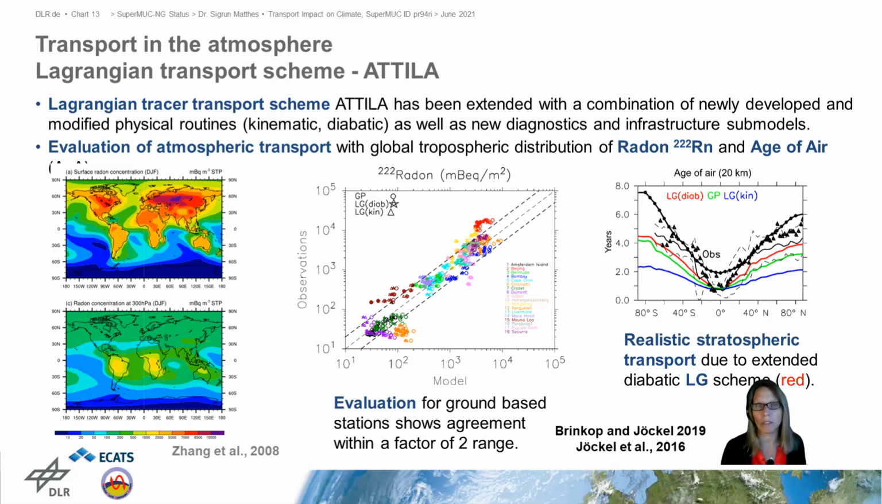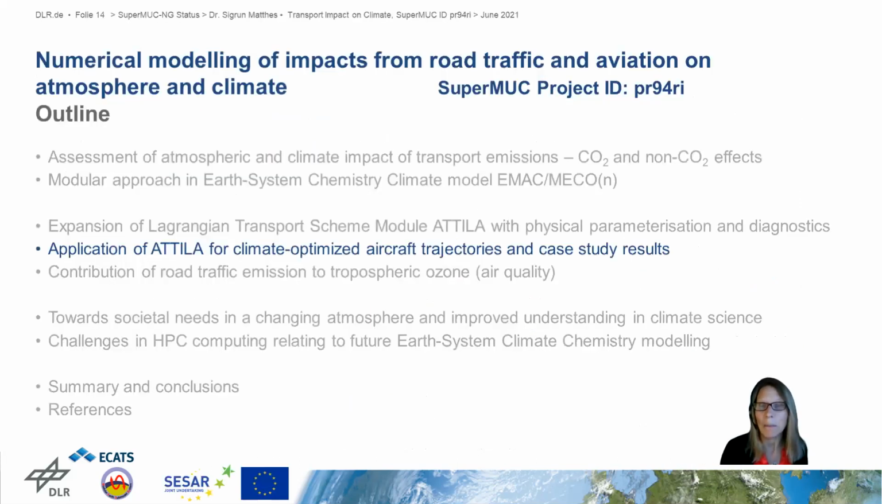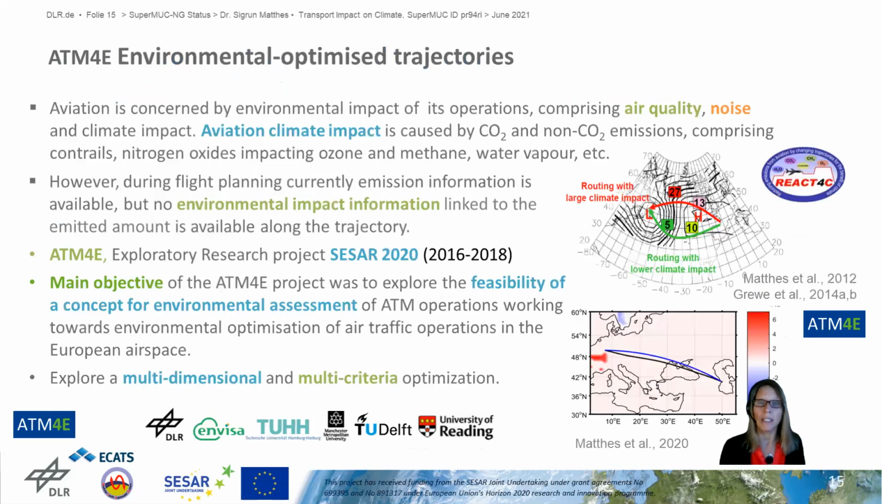available within this infrastructure. An application of such a Lagrangian scheme I want to show you now. And in fact, we are using it in order to work towards climate optimization of aircraft trajectories. This is work which is done in a European project, and in fact, this project is RECT4C and ATM4E. And we are developing information on where the atmosphere is particularly sensitive to aviation emissions.